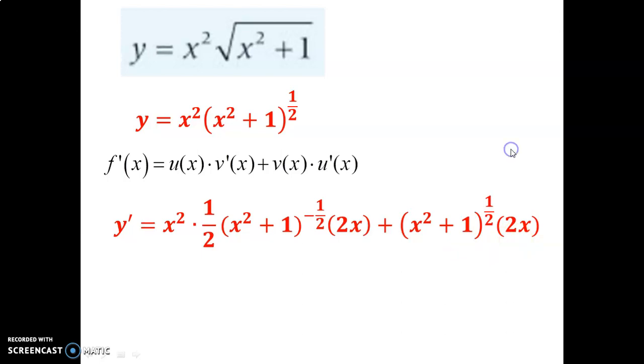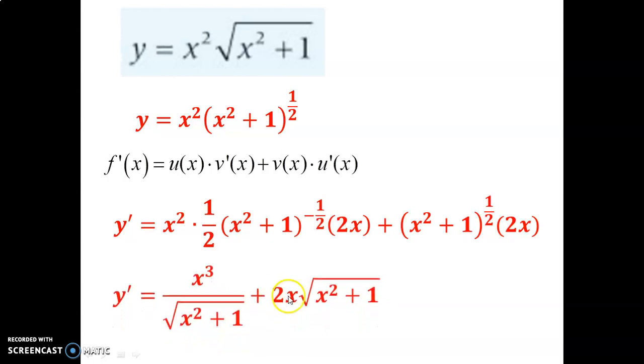Now all this can be simplified, so let's take a look here. Here's the simplified form of that. Notice this 2 and this 2 cancelled. X squared times x became x cubed. All this with the negative exponent went to the bottom and turned into a root. And then plus, second part, 2x, and this I wrote in root form. Okay, pause again if you need to. Let's try another one.